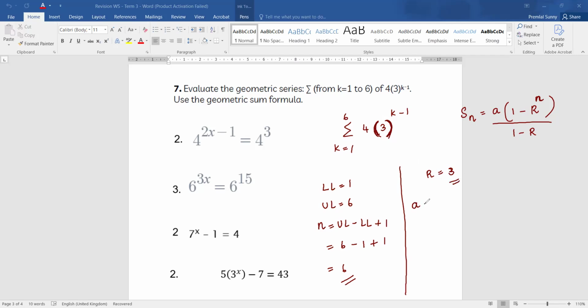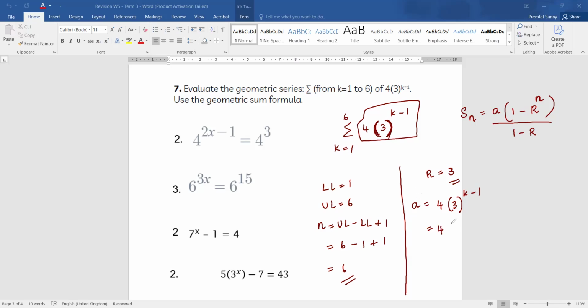Now we need a. So for a, what we need to do is just write here whatever we have, 4 times 3 to the power of k minus 1. Whatever we have here, you just write. In order to find out a, you just write that 4 bracket 3 to the power of k minus 1. Now instead of k, you need to substitute the lower limit always. Instead of k, you need to substitute the lower limit to get a.